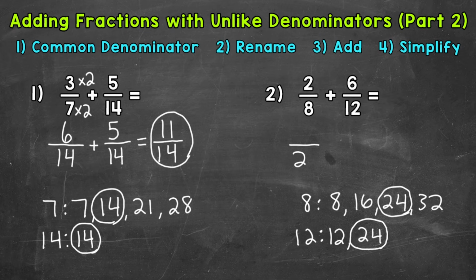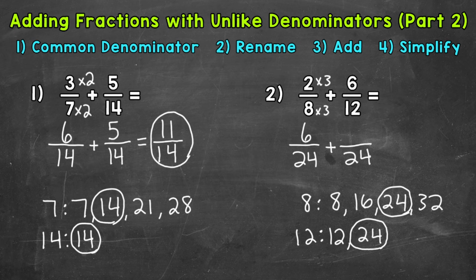Let's rename these fractions with that common denominator. And we'll start with 2/8. So let's think, how do we get 8 to equal 24? 8 times what equals 24? Well, 8 times 3 is 24. So we need to do the same thing to the numerator in order to keep this equivalent. So 2 times 3 equals 6. So 6/24 is equivalent to 2/8.